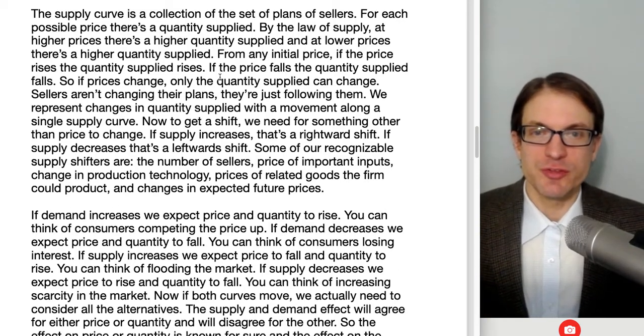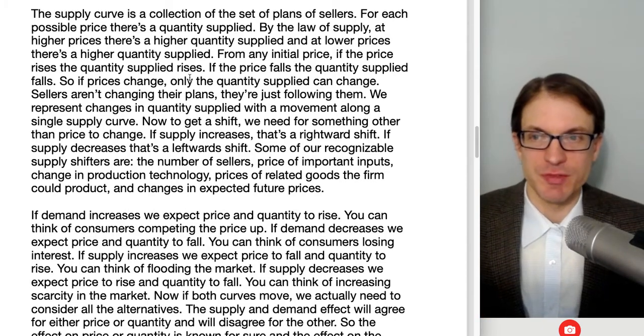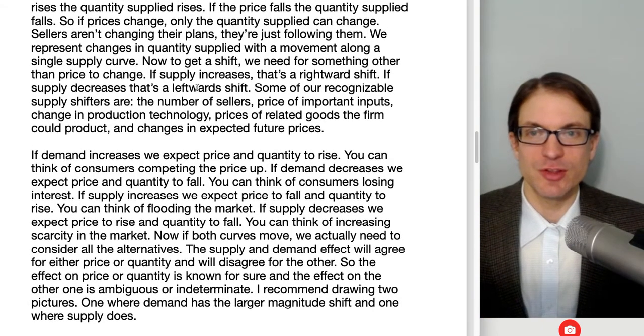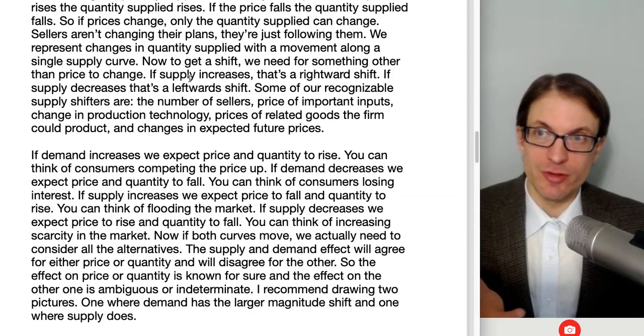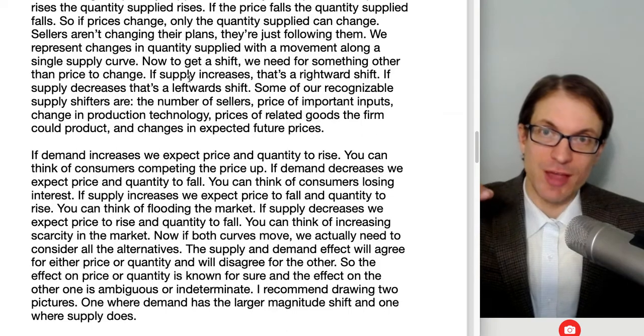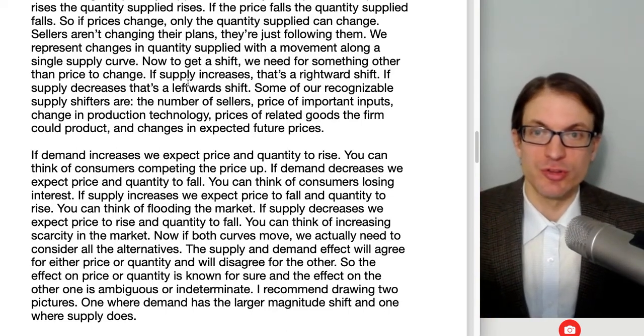So if price changes, the quantity supplied changes. From any initial price, if the price rises, quantity supplied rises. And what's happening is more sellers are now able to be recruited into the market because the price is rising higher than their production costs. So now they're able to operate or bring more goods to the market.